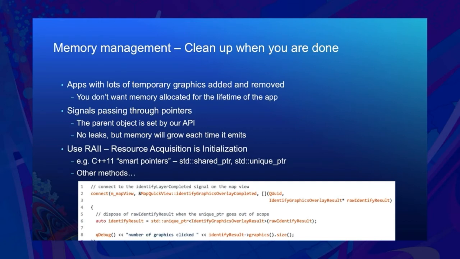This means, like I mentioned, that it does have a parent set. It would be the map view in this case. But until the map view gets destroyed, those results are not going to get destroyed. And this can result in increased memory usage over time. So in this case, what I'm going to do is create a unique pointer so that when this goes out of scope and there's no more references, this will actually be deleted for me. So this is making use of C++11 unique pointers.